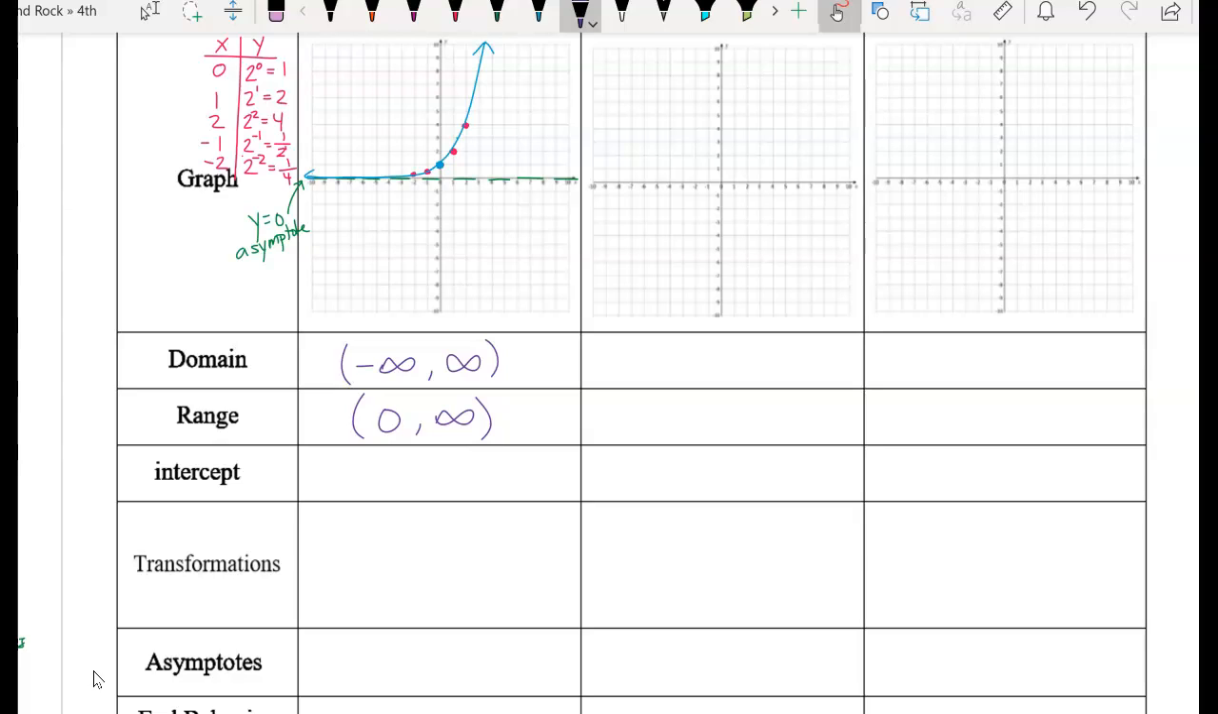Nazarene, what is our intercept? Right there. Beautiful. It's a y-intercept. And let me just ask in general, what are the transformations here? None. It's a parent function. It hasn't been translated, hasn't been stretched or compressed or reflected, so we say none. Where's our asymptote, Declan? Y equals 0.